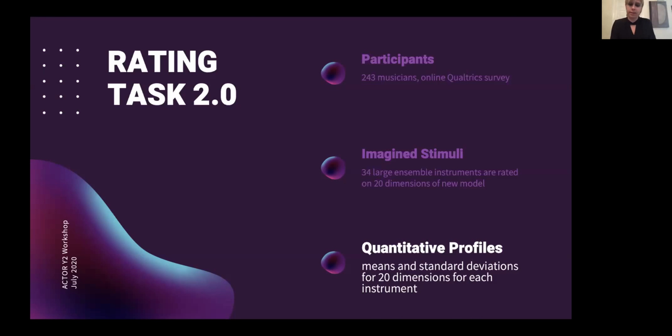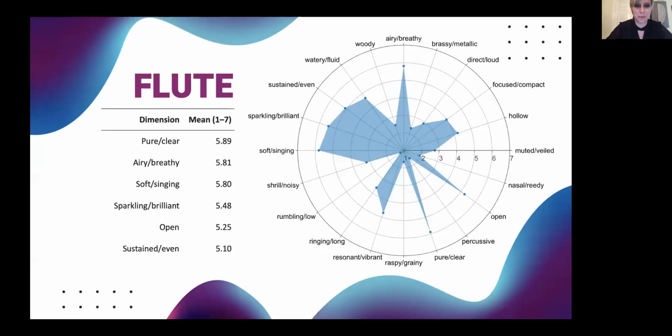And finally, the results are the Timbre Trait Profiles. Quantitatively, what this means for an instrument is a set of means and standard deviations on all 20 dimensions. So let's take a look at what that looks like.